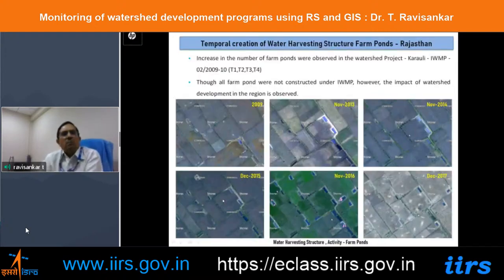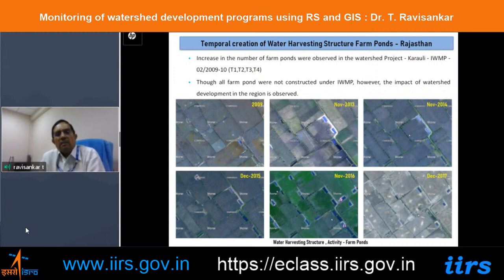Then coming to the temporal creation of water harvesting structures, farm ponds in Rajasthan, you can see 2009, 2013, 14, 15, 16, and this may be probably 17. You can see how the farm pond structures have been consistently there. This is one of the key or good inputs for administrators. Yes, they feel confident that as the water harvesting structures like farm ponds are created, they are properly implemented, and then they are sustained.